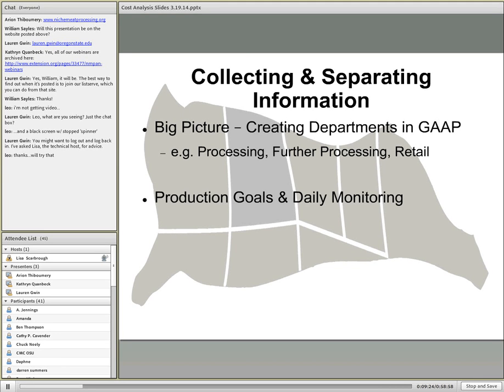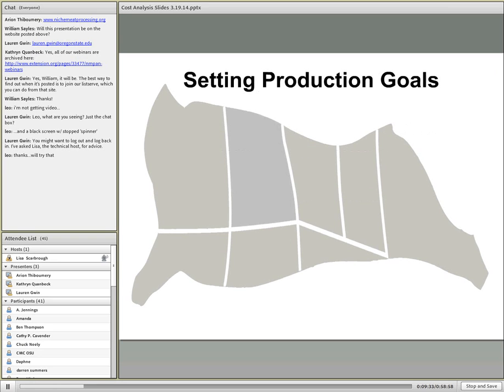Sorry, this is foreshadowing sort of what's going to come after that. I'm going to talk about daily production goals and daily monitoring, and then pricing on individual products. Those are sort of the three layers.